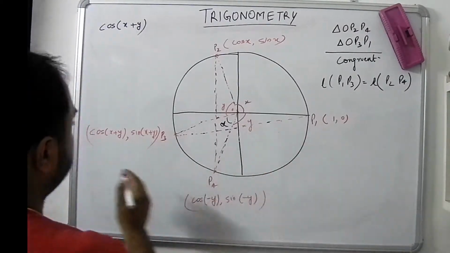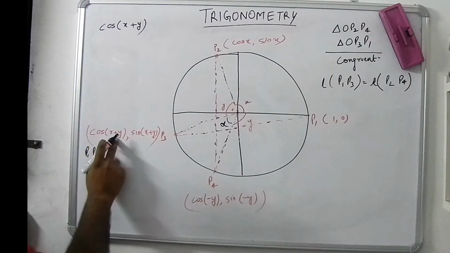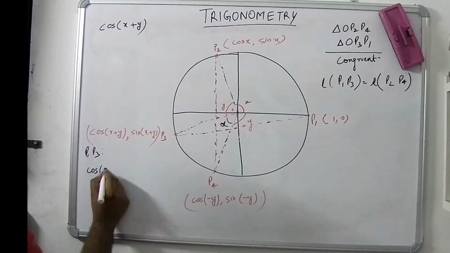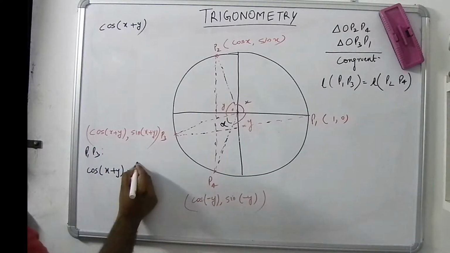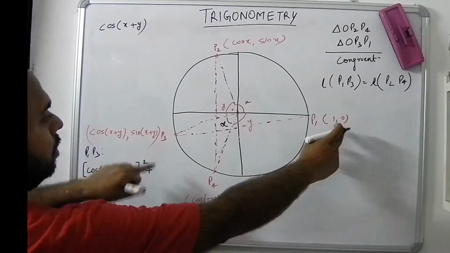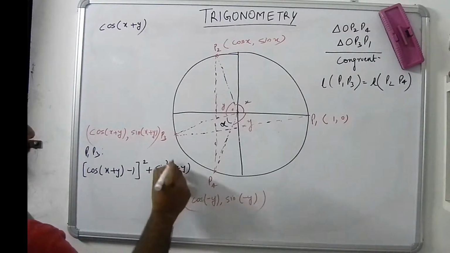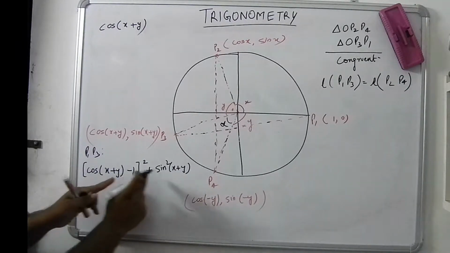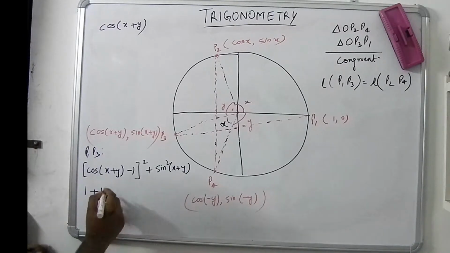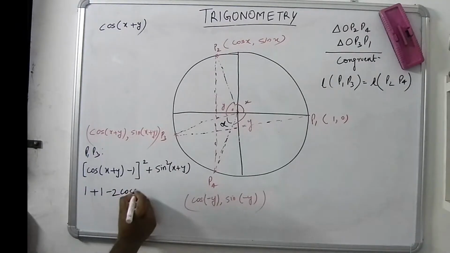So I am calculating P1, P3, right? So what's P1, P3? It's cos x plus y minus 1 whole square plus sin x plus y minus 0 whole square, that is sin of x plus y whole square, right? So what I do is cos square plus sin square, that makes 1. So I put 1 plus b square, that is 1, minus 2 cos x minus 2ab, that is minus 2 cos x plus y, right?